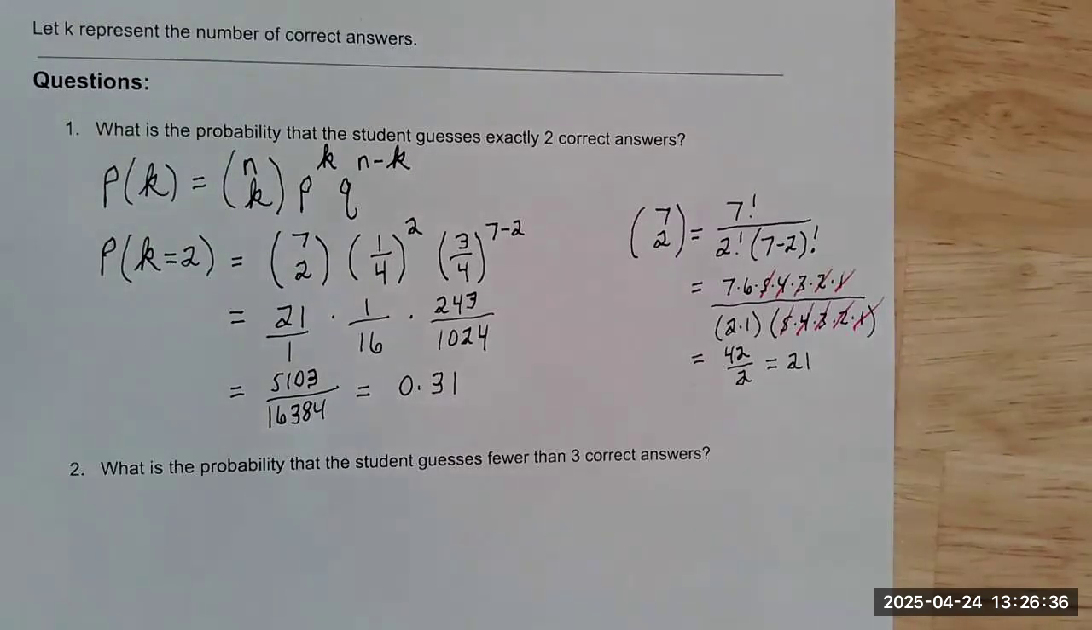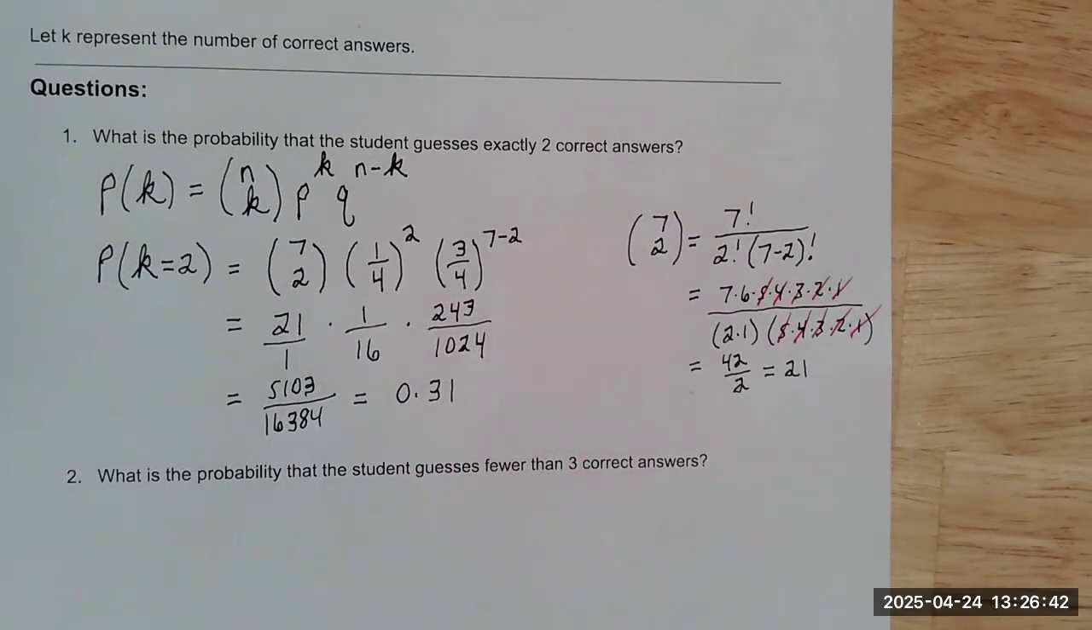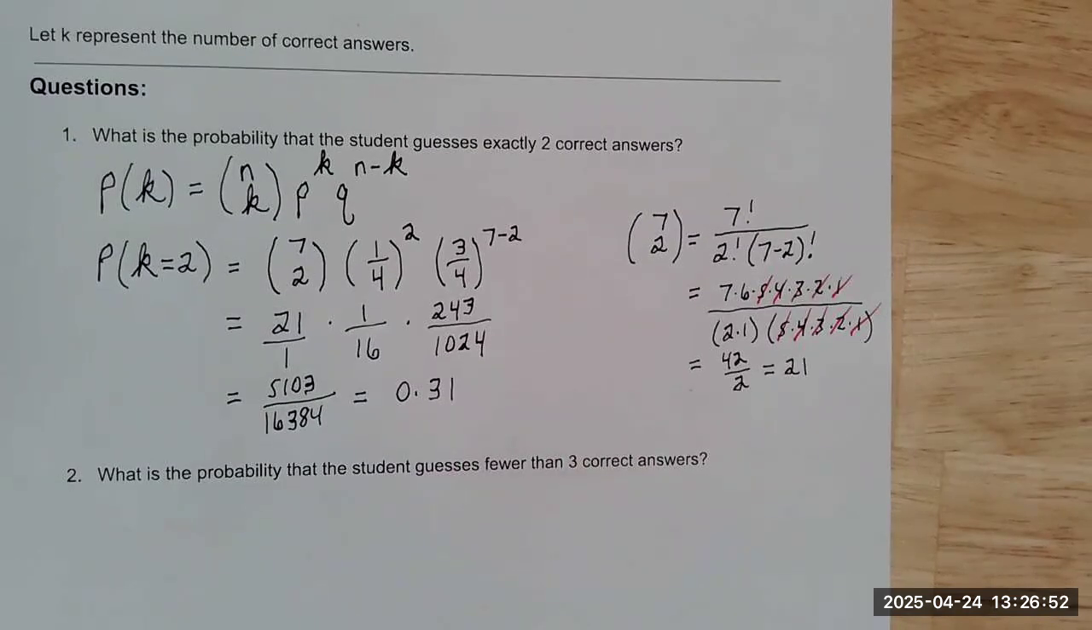So a student has no idea how to do any of these 7 questions. The probability that they guess exactly 2 of the answers correctly is 31%. So by chance alone, they can get 1/3 of the problems almost correct.